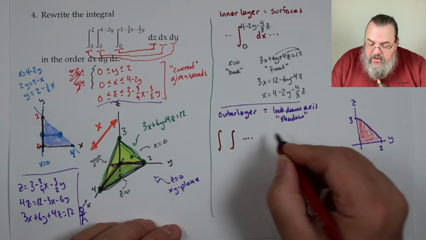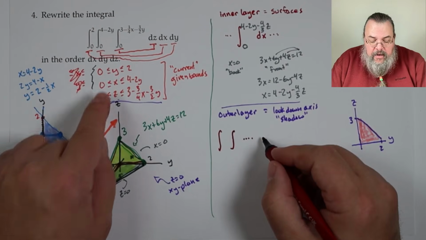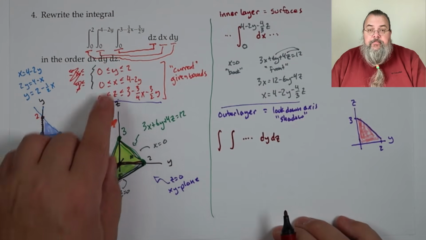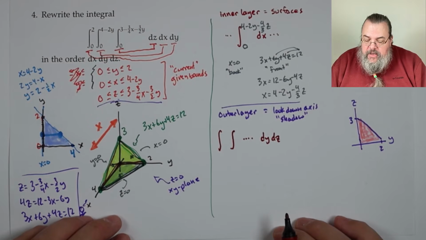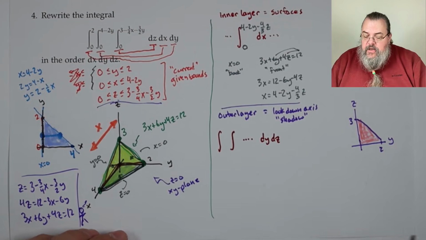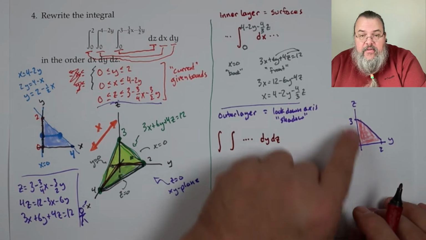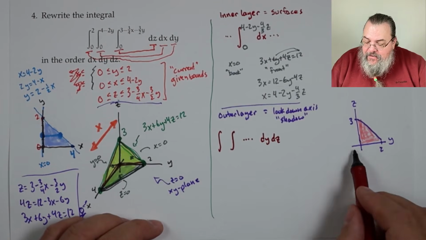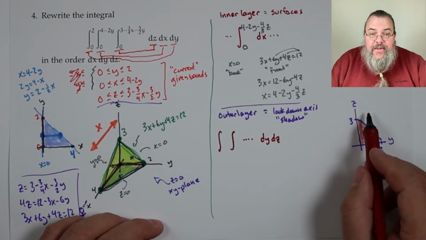There's stuff in the middle, and then our outer layer is dy dz. So we need to start answering questions. Well, what can we say about z? Where does z go between? So low value of z to high value of z.